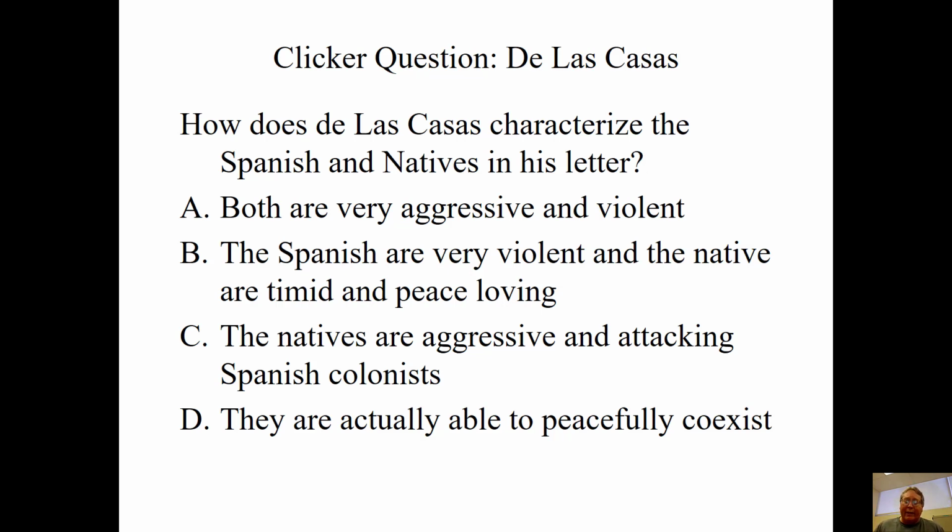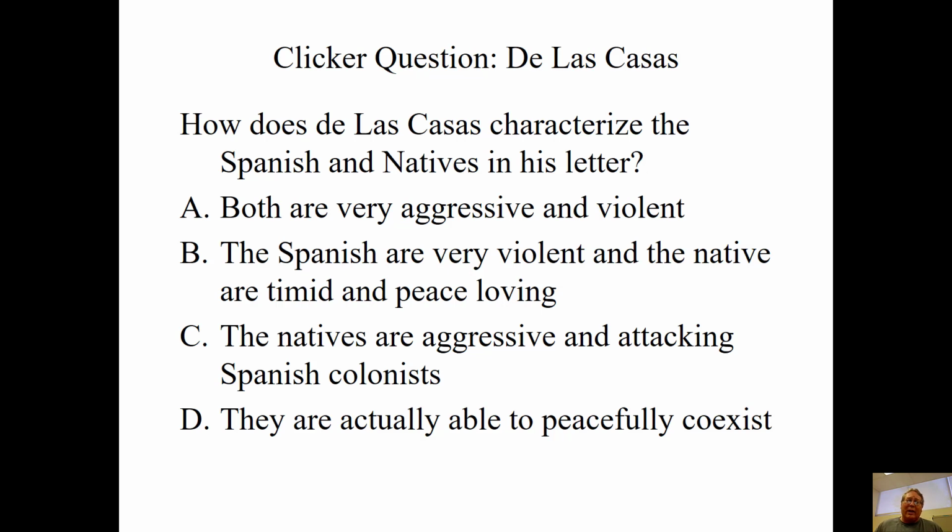He writes a series of letters back to Spain, especially to the king and queen in the early 1500s, where he explains, hey, look, we're the bad guys here. The Spanish soldiers are going out. They're being incredibly violent. They're destroying native villages. They're taking bets on how they're going to kill people. They're killing men, women, children. Doesn't matter. They're just wiping people out.